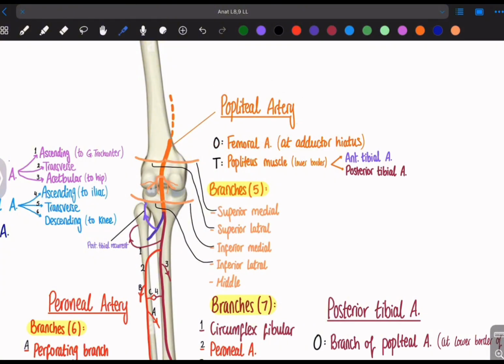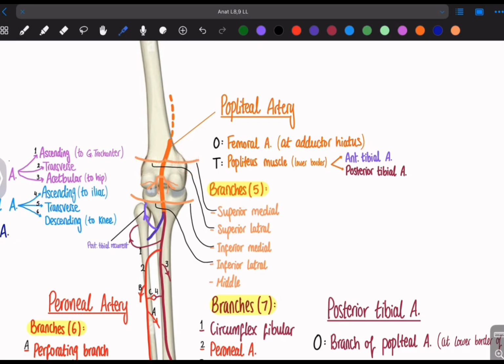For the branches, it has 5 branches, which are very easy. They're all named after the site, the area they're in. These two are superior, so they're known as superior medial and superior lateral.